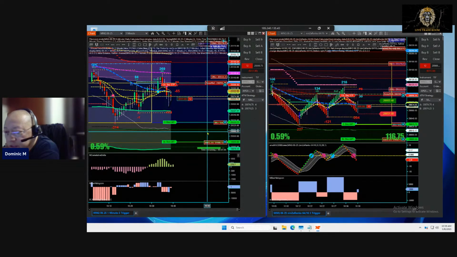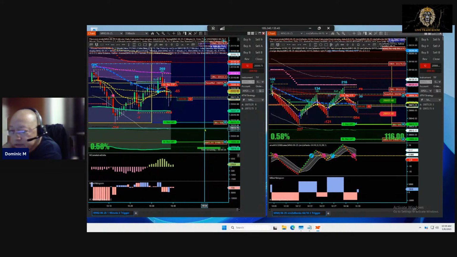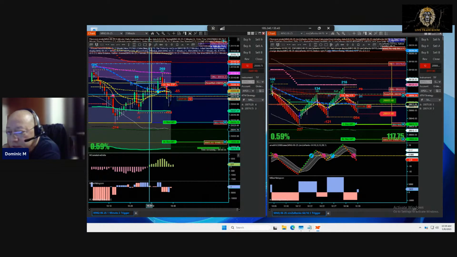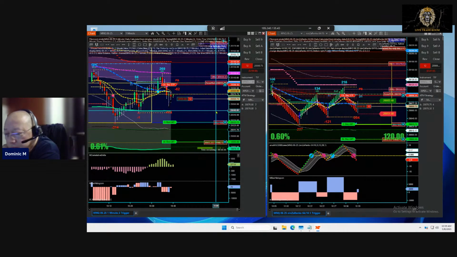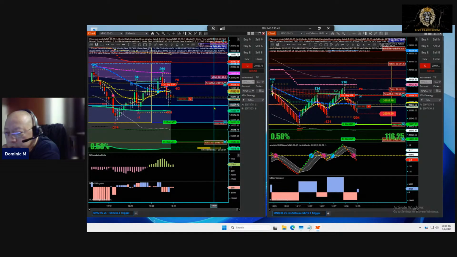Trying to figure out if they're going to continue going down or up. They can't figure it out. We have a spinning, we have a doji there. This candle right here finished below that doji. Let's see, this current candle will close below. A little over 30 seconds.